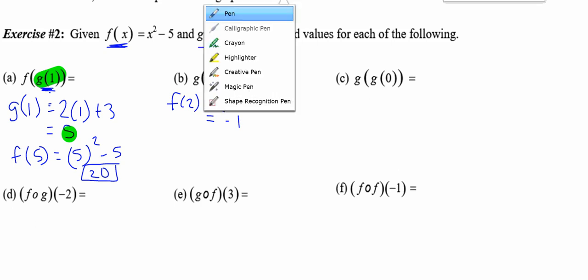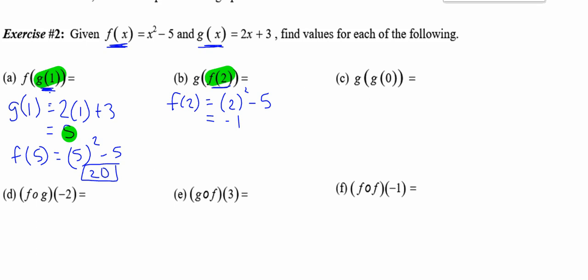I'm going to go ahead and highlight this f of 2 and my negative 1, because that means I'm going to substitute. But look, on the outside of our B question, we start with g now. So I want g of negative 1. So I'm going to take negative 1 and plug it into my g of x function everywhere I see an x. So I have 2 times negative 1 plus 3. So 2 times negative 1 gives me negative 2, plus 3 gives me 1.